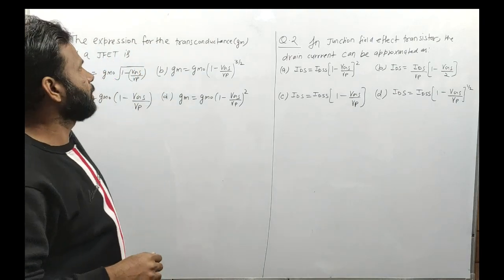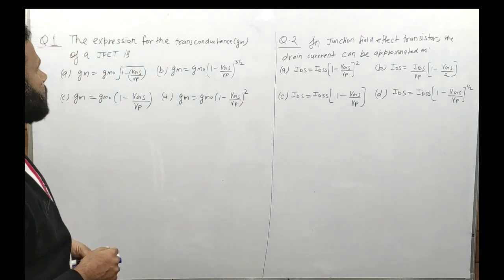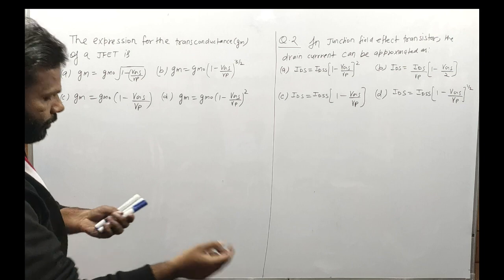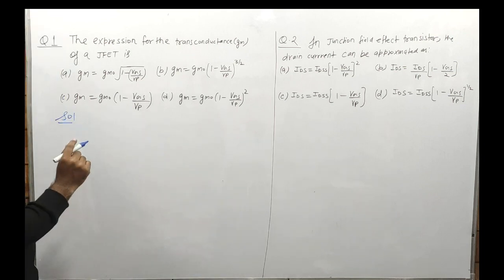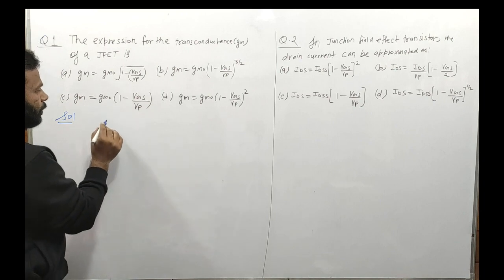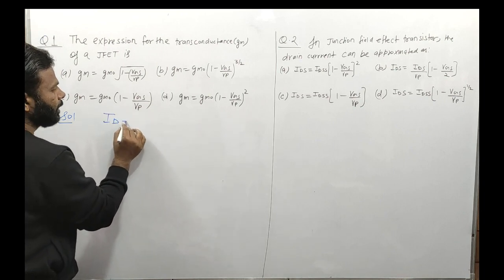फर्स्ट और सेकंड न्यूमेरिकल देखते हैं. The expression for the transconductance of a JFET is... Now so we have different options. Now this question is solved with the help of Shockley equation. तो Shockley equation क्या थी JFET के लिए?